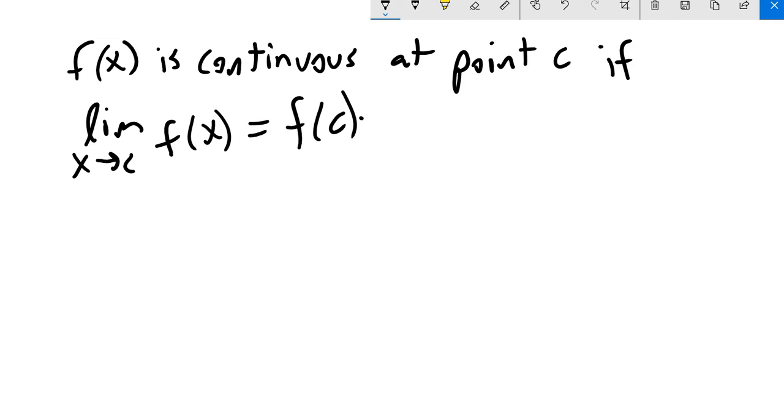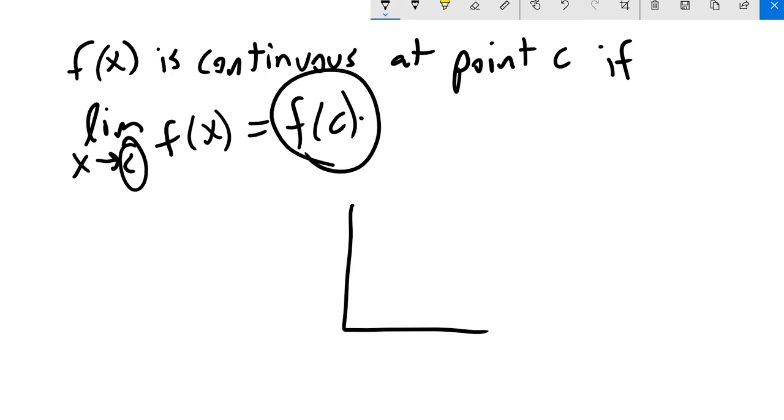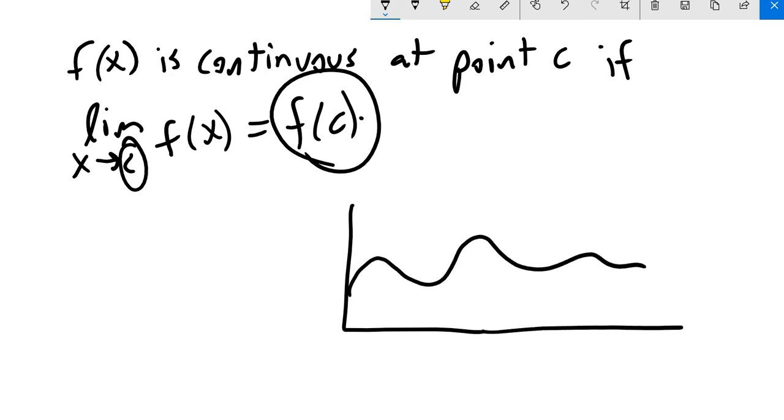Now, this is essentially just saying that as we're approaching this number c, we're actually approaching f of c. So what I mean by that is if I draw a line like this, something that looks like that would be a continuous function. Let's say that's c. As I get closer and closer to c, I approach f of c.